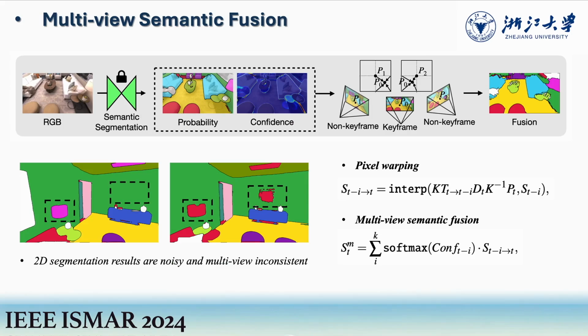Next, we introduce the multi-view semantic fusion module. As shown in the black box in the figure below, the semantic segmentation network may produce inconsistent and noisy 2D prediction results for RGB images from different views. In order to learn a more consistent semantic field, we project the semantic prediction information of adjacent frames to the key frame, and obtain the fused multi-frame semantic observation information based on the corresponding confidence via a softmax function.